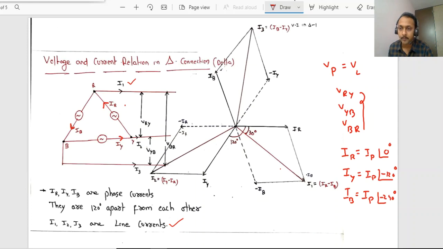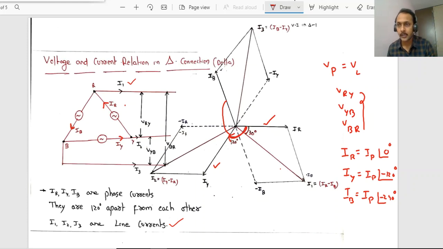Therefore, first we will plot IR at an angle 0. Later IY of the same magnitude, but the angle difference between IR and IY must be how much? 120 degrees, minus 120, right? You are rotating in the clockwise direction, minus 120. Now the angle between IB and IY will be again 120, and between IB and IR also 120.